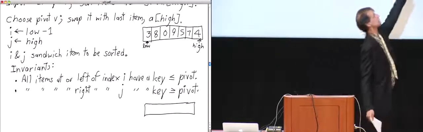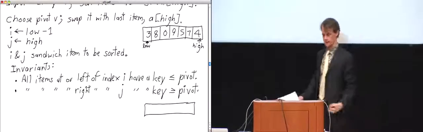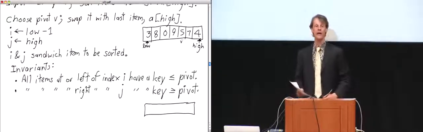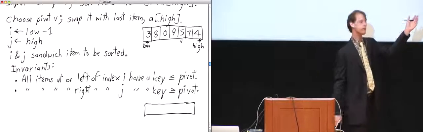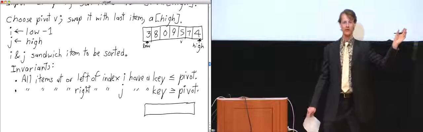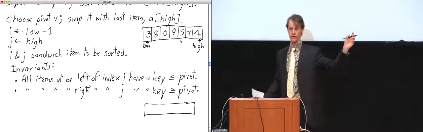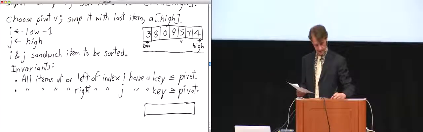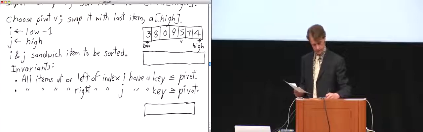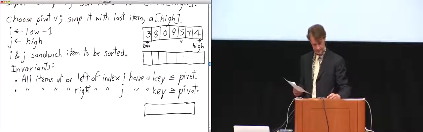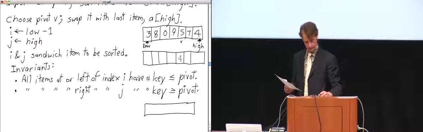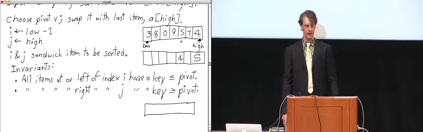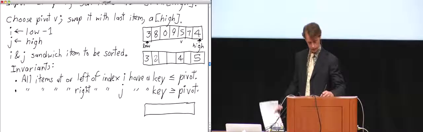I randomly select a pivot. Let's suppose I select the 5. So 5 will be my pivot. Now I want to partition this array. I want to have all the keys that are less than or equal to 5 before all the keys that are greater than or equal to 5. So the very first thing I'm going to do, as I said, is swap the pivot with the last item in the array. So the 4 and the 5, I swap them. Everything else is in the same place as before.